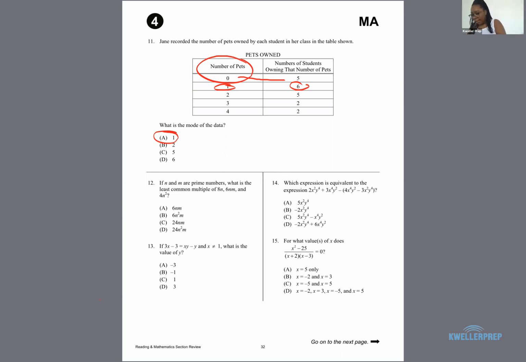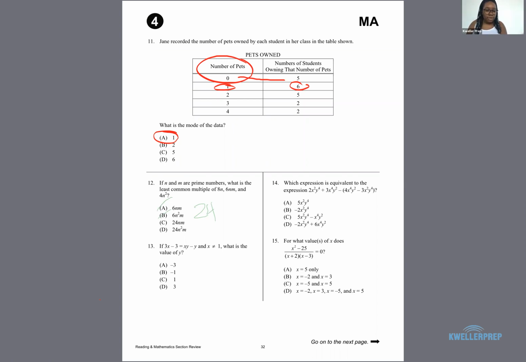Okay, if n and m are prime numbers, what is the least common multiple of 8n, 6nm, and 4n squared? So first, let's work with the integers. The least common multiple of 8, 6, and 4 is 24.